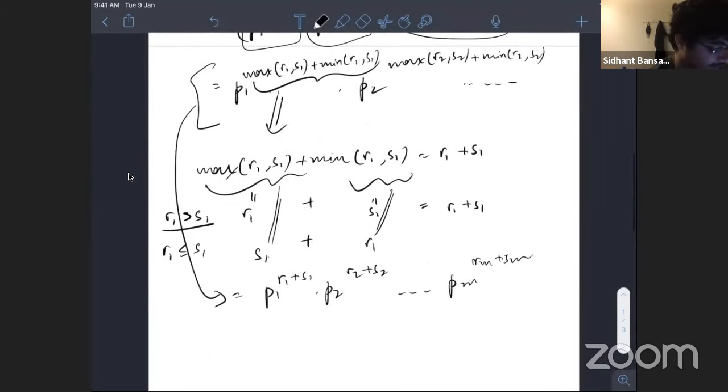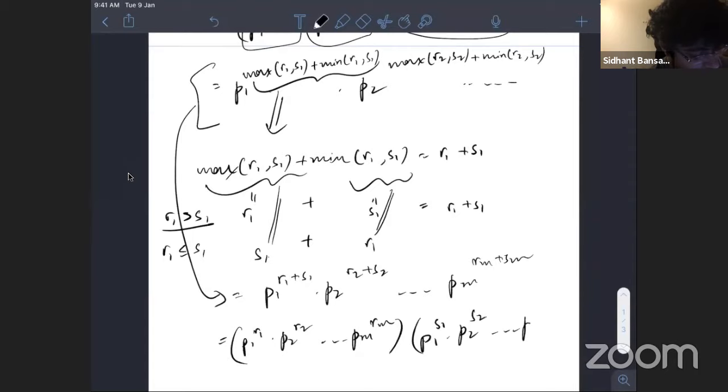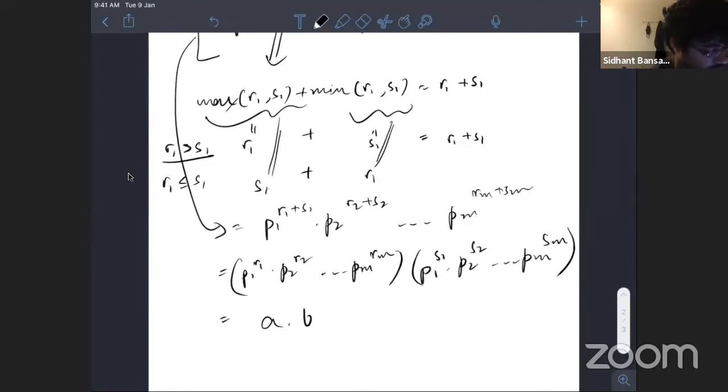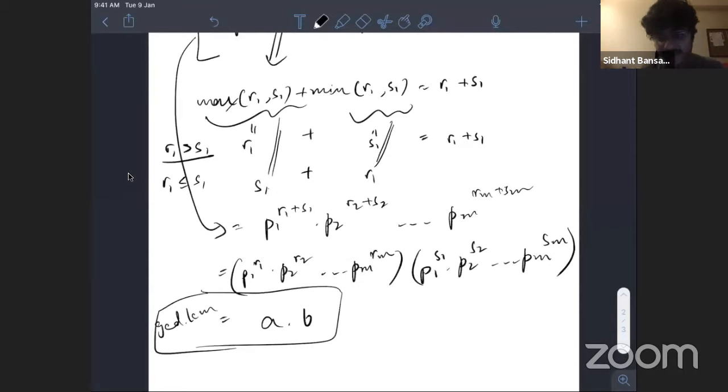And you can break this again saying P1 to R1 times P2 to R2 times PM to RM as one entity, and P1 to S1 times P2 to S2 ... PM to SM as the next entity. And notice that this is actually A, this is actually B, so you got A into B. So you just proved that GCD times LCM is equal to A into B. I mean, the max and min are obvious because eventually you get this result that you want. And you can obviously try to extend it to multiple numbers also, like if you have 3 numbers or something, right?